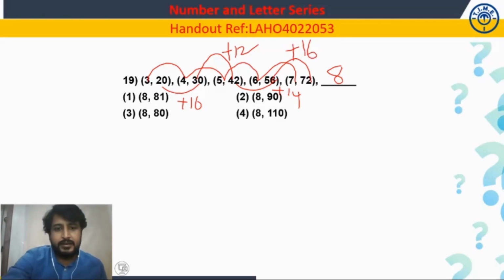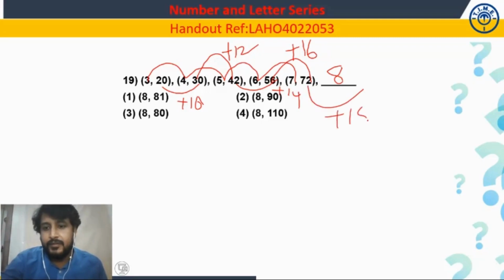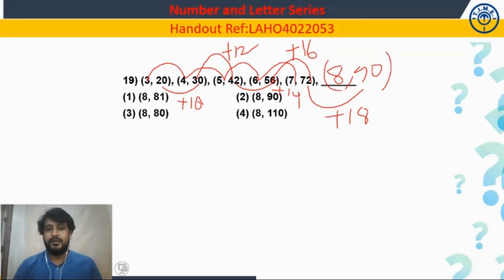Once observe. 10, 12, 14, 16. What are these numbers? Consecutive even numbers. So after 16 will be 18. So 72 plus 18, 90. So my answer will be 8, 90. And it is one of the ways. Now there is another way of discussing this question.